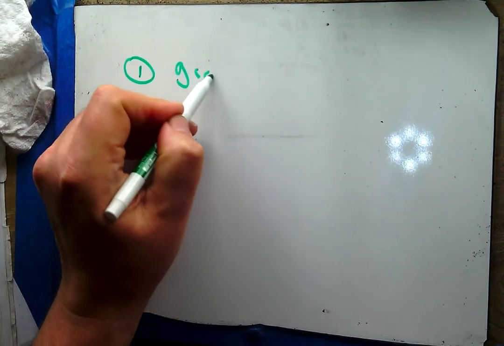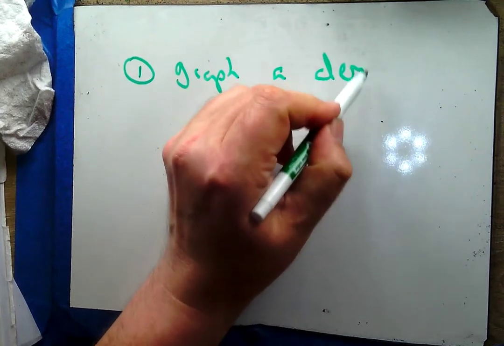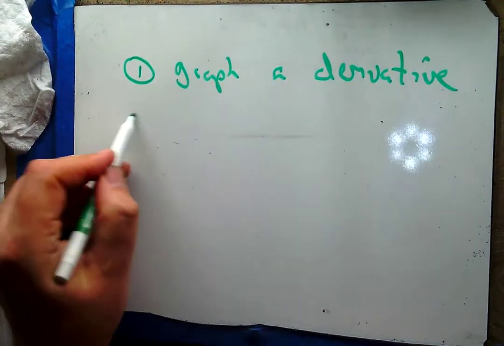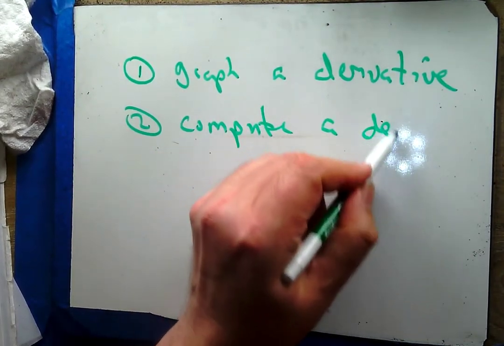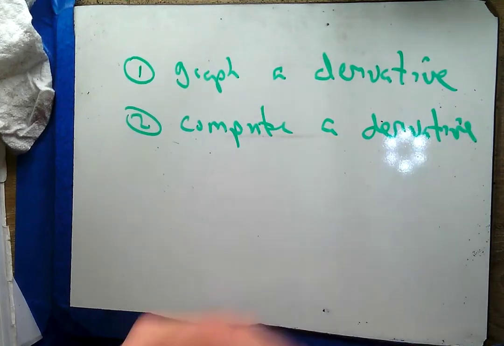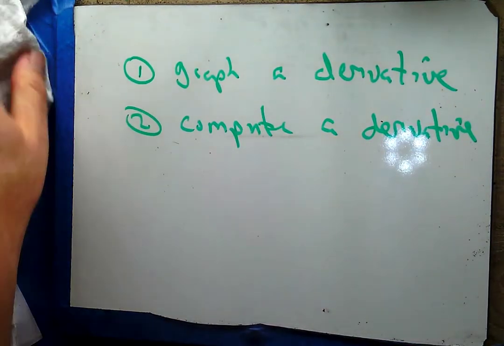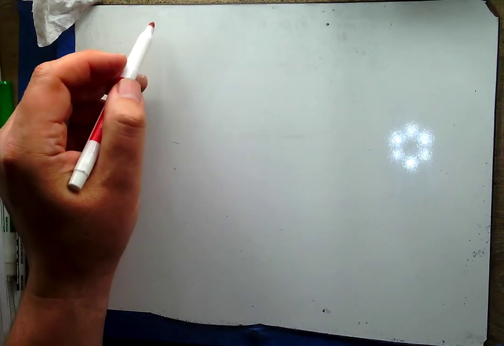One, you should be able to graph a derivative, and two, you should be able to compute a derivative. Okay? All right. So, I want to do a little more practice of that stuff we were doing in the last video where we looked at differentiability, whether or not a function was differentiable at a point.